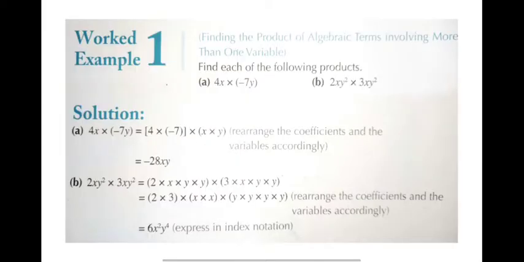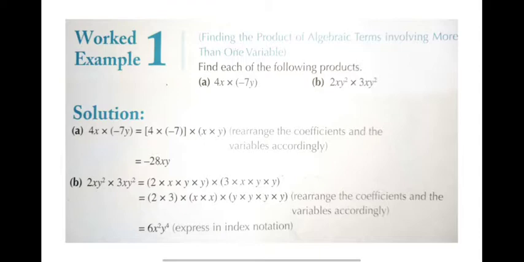Okay, so for example 1, we are trying to simplify again, so finding the product of the algebraic terms involving more than one variable. 4x times negative 7y. Again, the same rule, number times number first. So 4 times negative 7 is negative 28, x times y is xy. And then just combine them at the end.